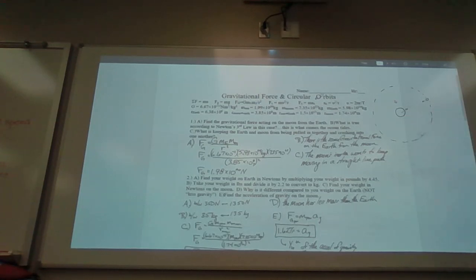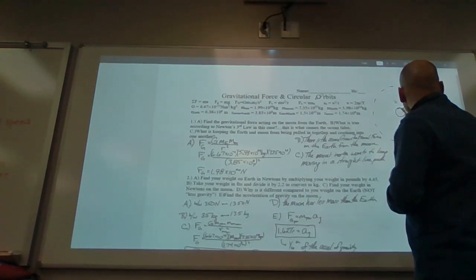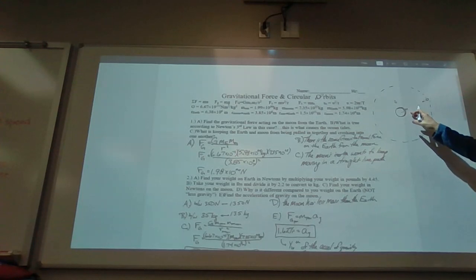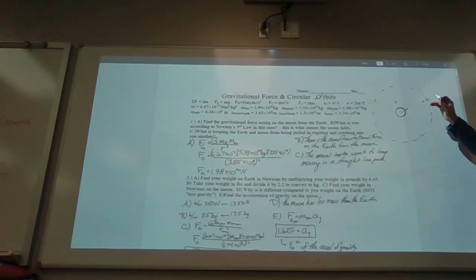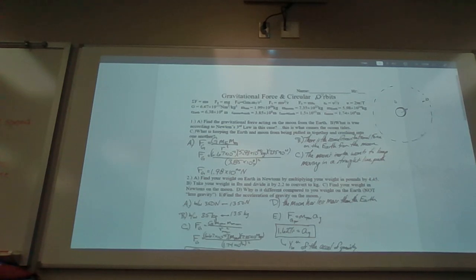Now, because of this, there's a bulge of water here because it's closer to the moon. You right with that? Okay. That's only part of the story.